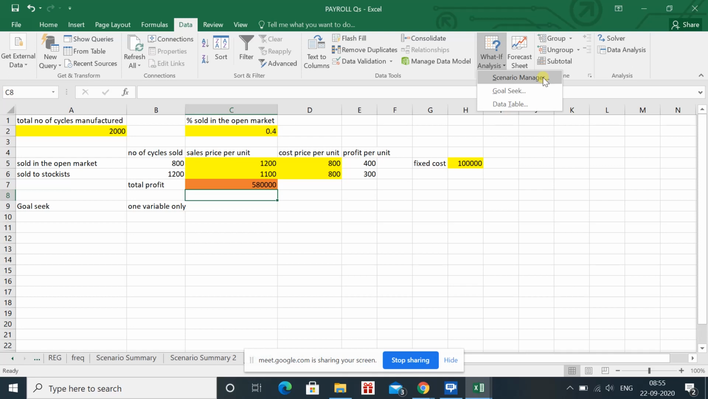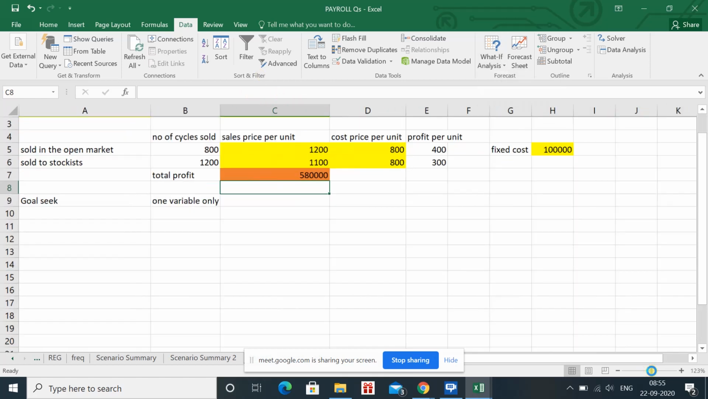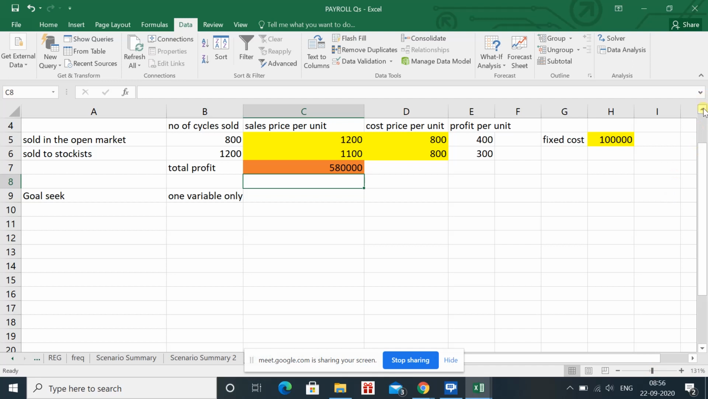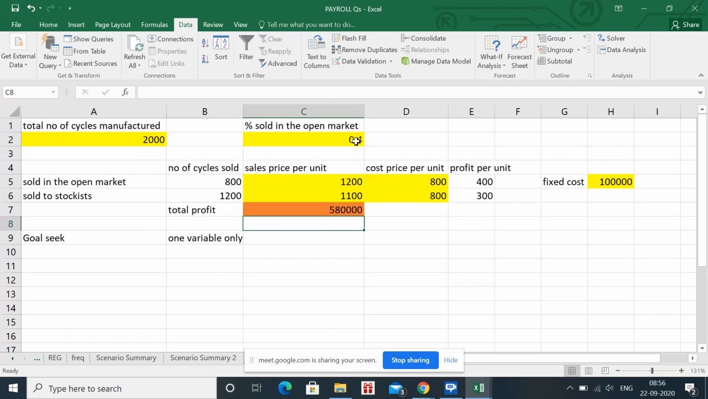Okay, now we are moving to the first part. In the first part, they are asking you, you can read the first part, when you are changing the percentage sold in the open market, we are changing this 40%, what will be the impact?